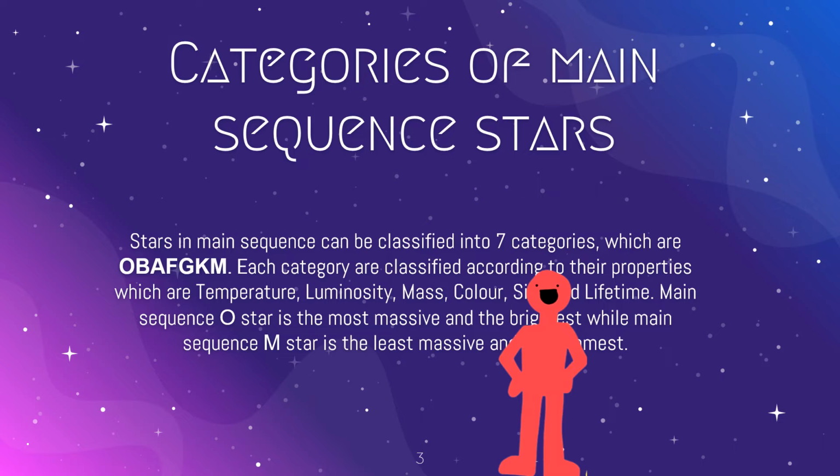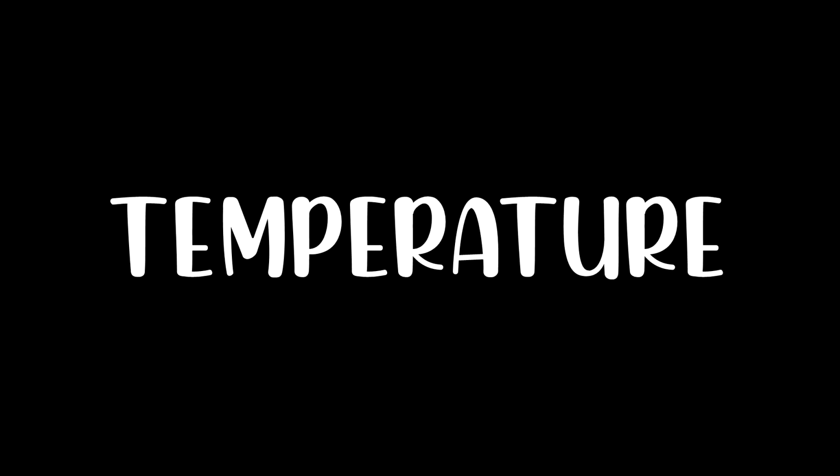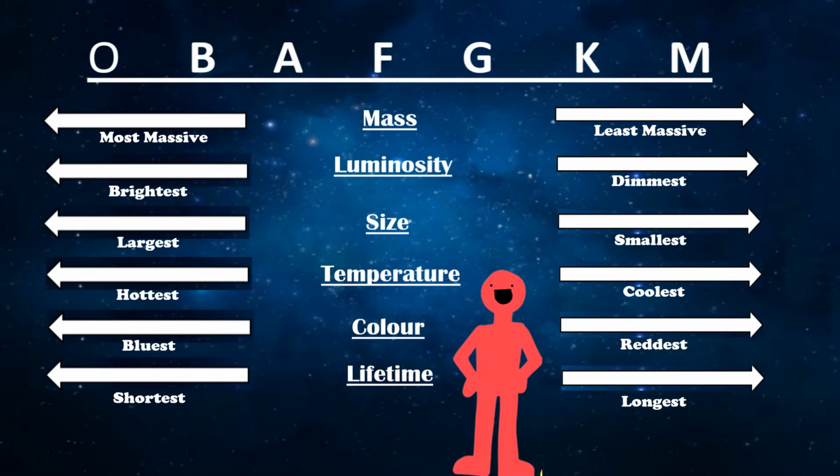Categories of main sequence star. Stars in the main sequence can be classified into 7 categories, which are O, B, A, F, G, K, and M. Each category is classified according to their properties, which are temperature, luminosity, mass, color, size, and lifetime. Main sequence O star is the most massive and the brightest, while main sequence M star is the least massive and the dimmest.